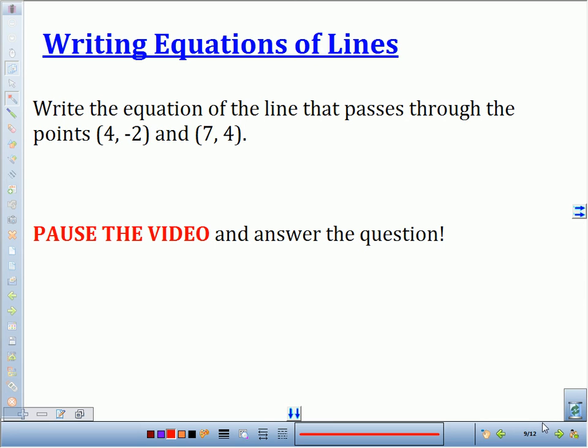Okay, I want you to write the equation of the line that passes through the points (4, -2) and (7, 4). When you've gotten an answer, you can unpause the video and we'll see how you did.